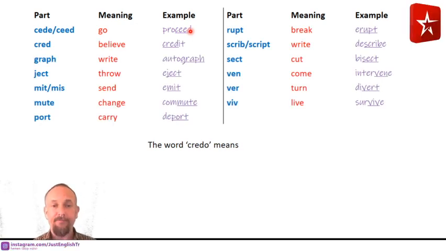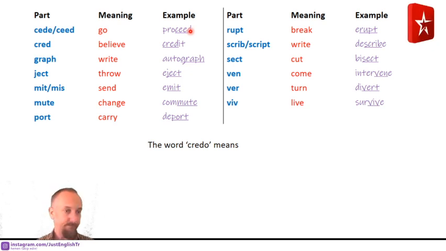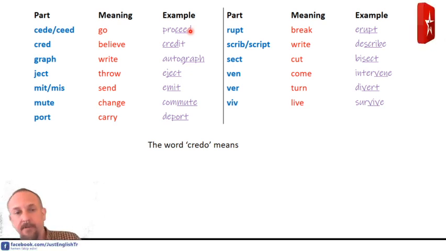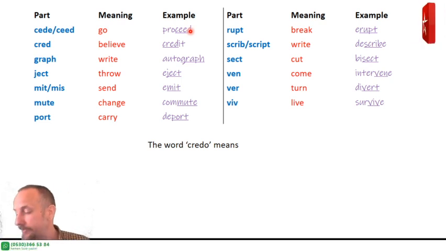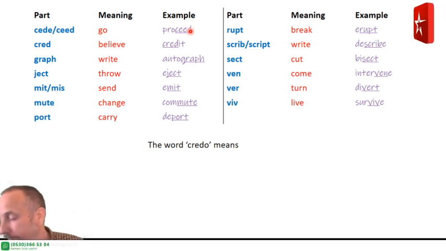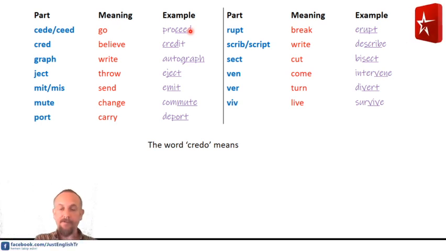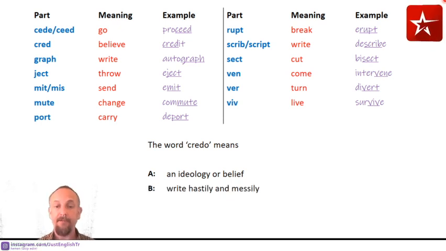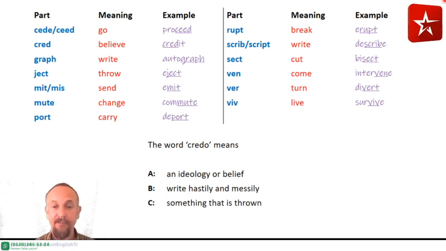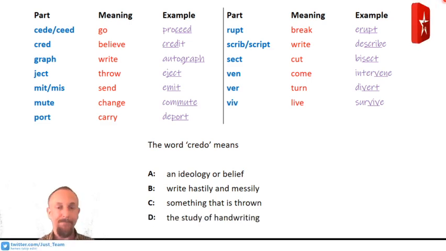So the next one, we have credo. I'll give you a second to look at that. Just quickly checking the time. Okay, got plenty of time. So we got A, an ideology or a belief. We have B, to write hastily or messily. We have C, something that is thrown. And we have D, the study of handwriting.